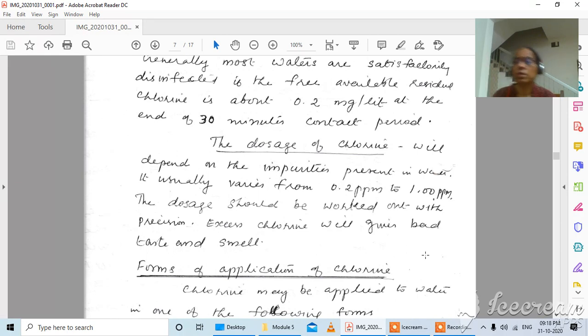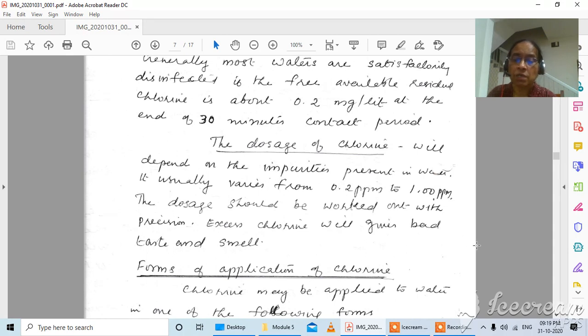Okay, so now we got the points. First one is the chlorine dosage, then the chlorine demand and the residual chlorine. So the dosage you have to fix every time depending upon the nature of the water, the nature of the disinfectant, the temperature of the water, the pH of the water, and the purity of your disinfectant. All these will affect your disinfection process as well as the efficiency of the disinfection. That is what we explained here.